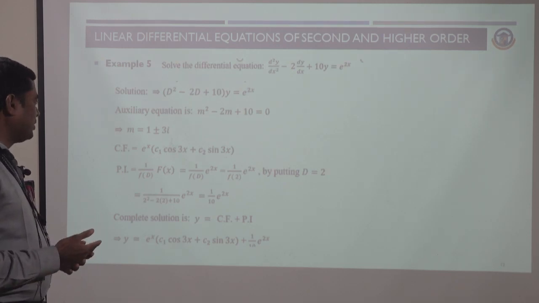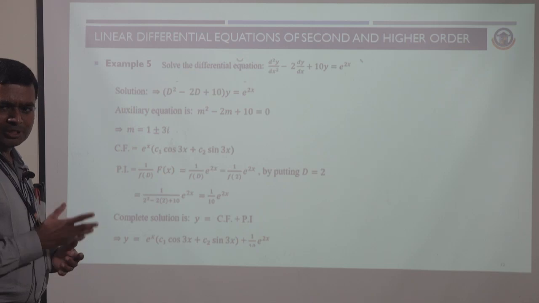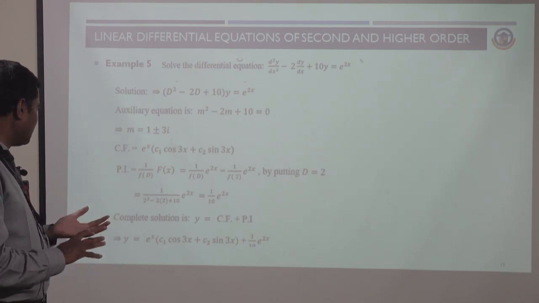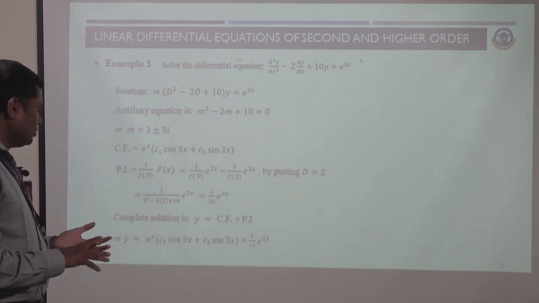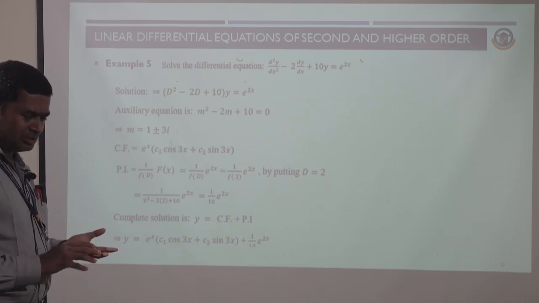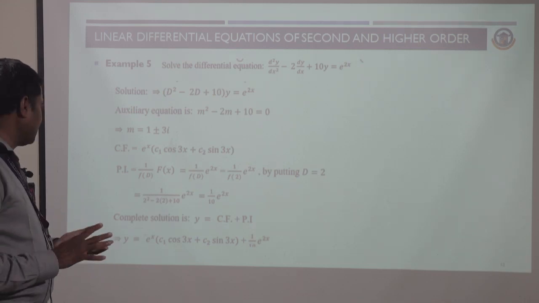d square y by dx square minus 2 dy by dx plus 10y is equal to e power 2x. In this problem we want to find the complementary function and the particular integral. So our general solution, the complete solution, is equal to complementary function plus particular integral.